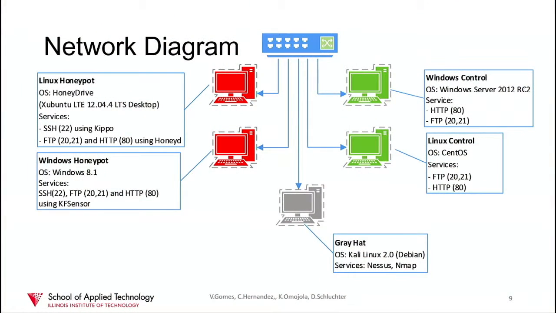The control machines, one's a Windows, the other one's a Linux. The Linux runs CentOS, and again, those are running real services. The control machines are running real services corresponding to the simulated services on the honeypots, HTTP and FTP. On the honeypot side, one's running Linux, the other one's also running Windows, with FTP and HTTP also. And at this point, I'm going to hand it over to my partner to tell us more about what the honeypots are.